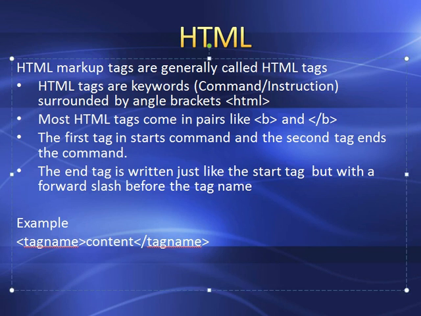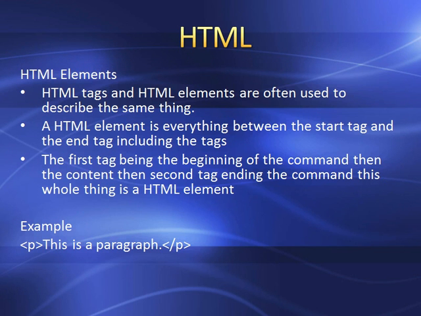Tag name, tag content, the content itself, what's in between the tags, and then the tag name again, which closes it. HTML elements. HTML tags and elements are often used to describe the same thing. HTML elements is everything between the tags. So the tag is the beginning and the ending. The element is the whole thing. That's probably an easier way of explaining it. The first tag is the beginning of the command, then the content, then the second is the ending. So that's the element. That's the whole thing.